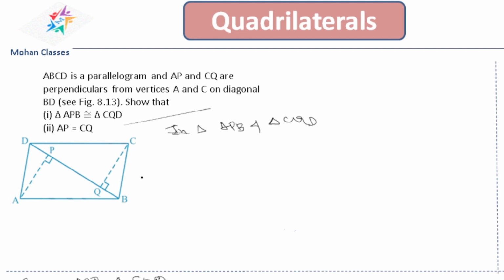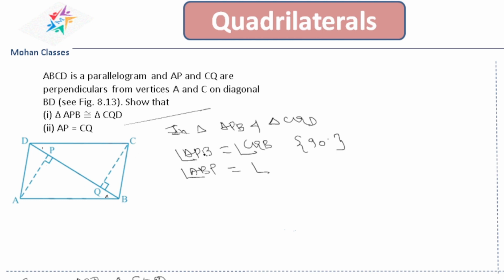In these two triangles APB and CQD, angle APB is equal to angle CQD. Why? Because both are perpendicular, it is 90 degrees. And then angle ABP is equal to this angle. Why? Alternate angle, right?